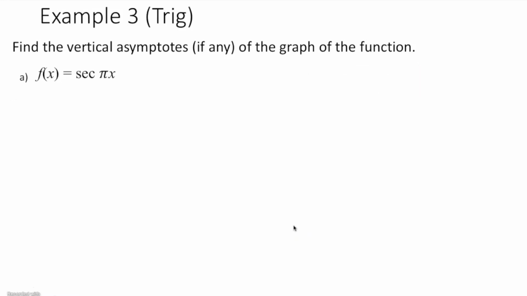Example 3, we're doing the same thing, except this time we have trig. Now, secant of pi x. It doesn't look like it's a rational function, but it is, right? It's 1 over cosine of pi x. So we need to figure out what values of x would cause this to equal 0.